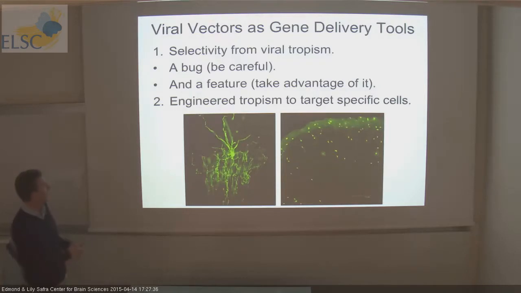and I'm going to show you some examples of why it doesn't work, and then talk about an approach that provides some hope for making that work, which is to, rather than having a virus that infects all cells but only expresses its genetic payload in certain cells, make a virus that will only infect certain cells. So that's what this means, tropism, targeting specific cells.